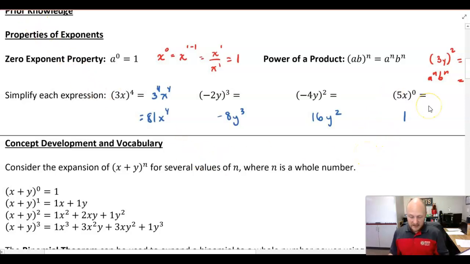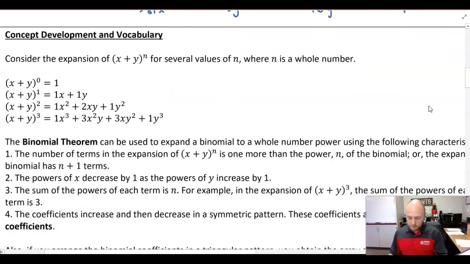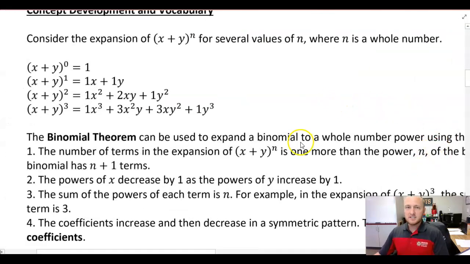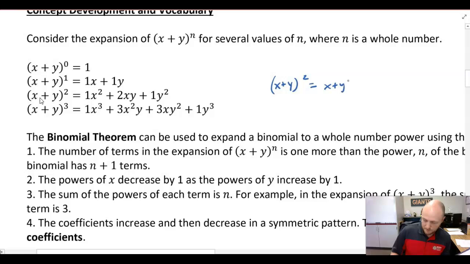All right, let's go ahead and look at the binomial theorem. We're going to go ahead and look at an expansion of x plus y to the power of n for several values of n, where n is a whole number. I have an example of x plus y to the power of 0, x plus y to the power of 1, x plus y to the power of 2, x plus y to the power of 3, and there are indicated expansions, right? So for example, if I took x plus y squared, which is x plus y times x plus y, this is the result of multiplying those two binomials.